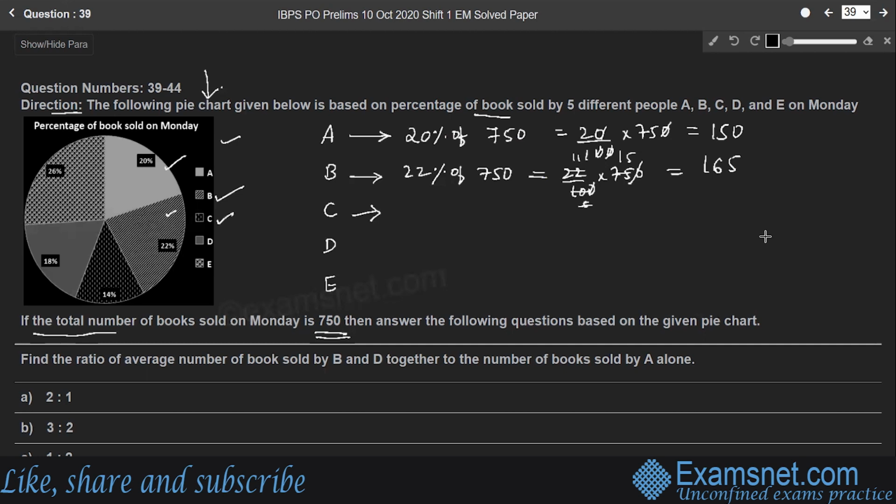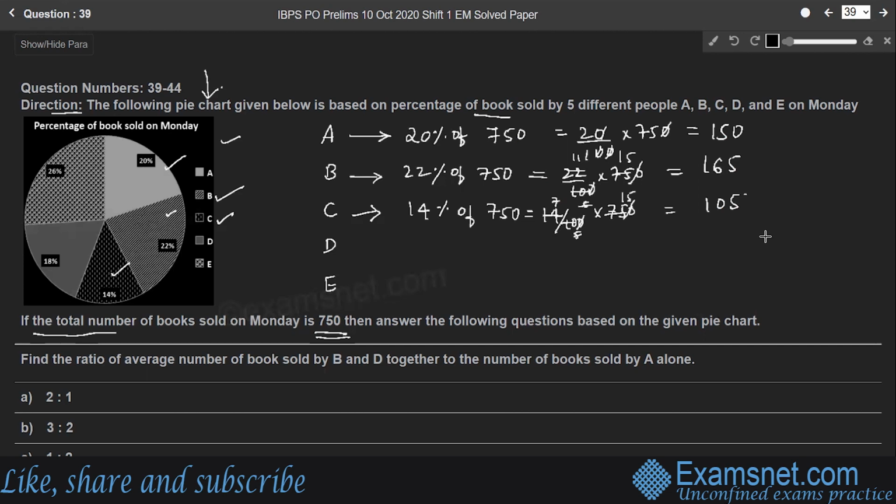Whereas the number of books sold by C: C sold 14%. So 14% of 750, which is 14 by 100 into 750. So which is 5, 7. So 15 into 7.